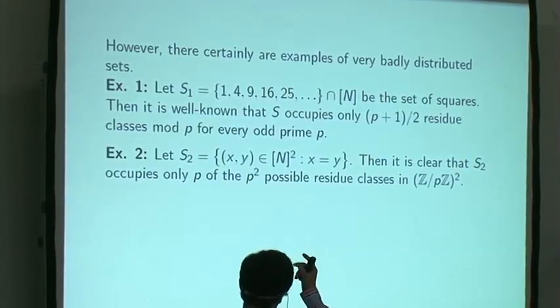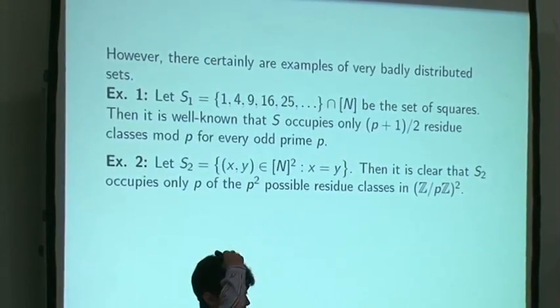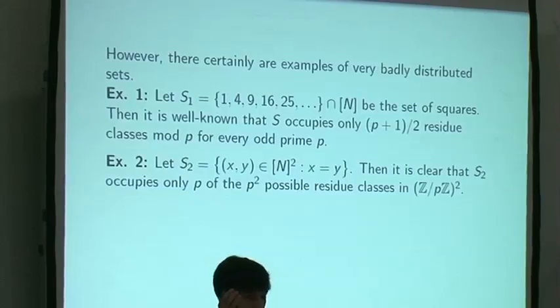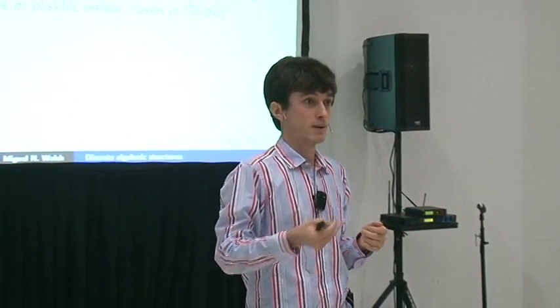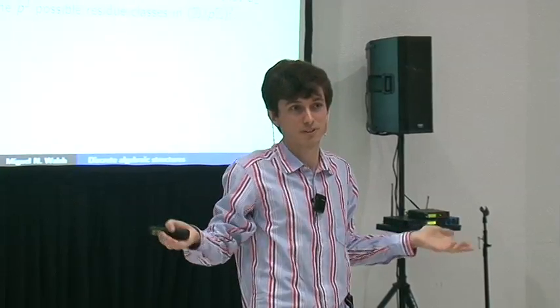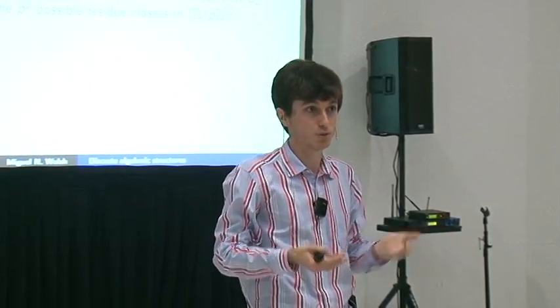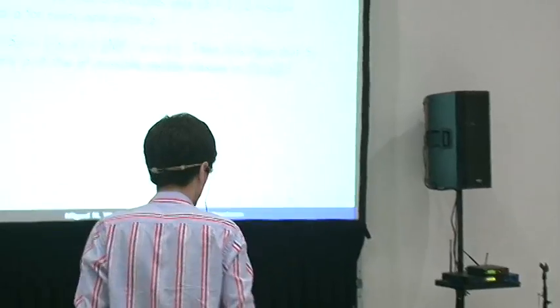For example, just take the diagonal. Then this is a big set. But of course, in 2 dimensions, you have p possibilities for the first coordinate and p possibilities for the second coordinate when you do the reduction mod p. But this is just the diagonal, so they are just p residue classes of the p squared possible residue classes. So trivially, this is a very badly distributed set.